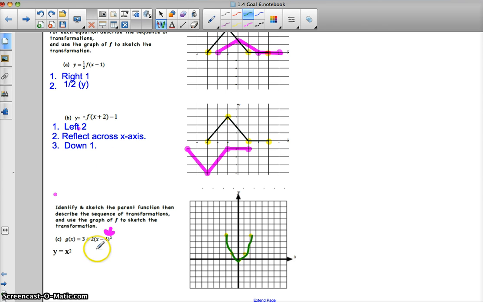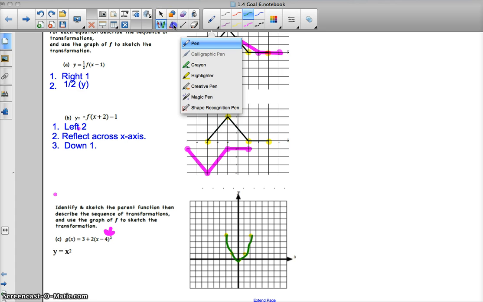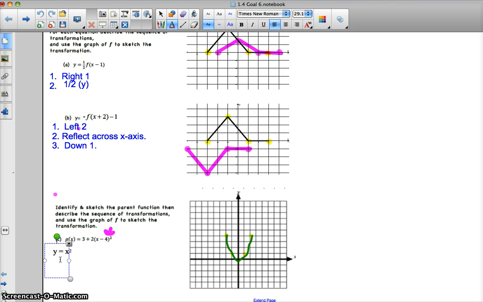Okay, so we have several transformations here. Remember the first one? And if you want to pause it and see if you can list the transformations in order first, that'd probably be a great idea. The first transformation is inside parentheses right here. So that tells me to go right 4. The second transformation, we do all stretching and shrinking second, so multiplying by 2. So 2 times the y coordinate. And then 3 on the outside, if you see the plus 3, that would be shift up 3. So let's make those moves now.